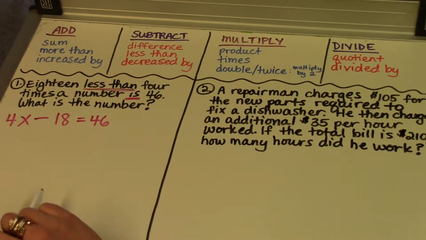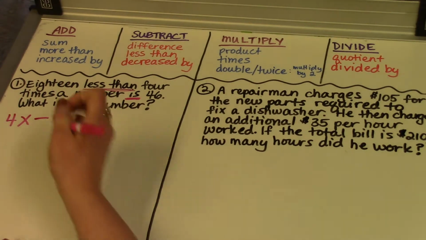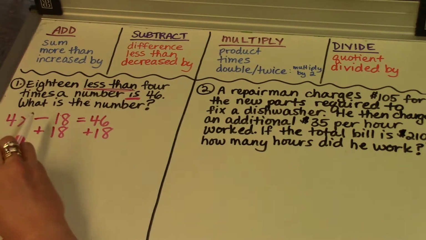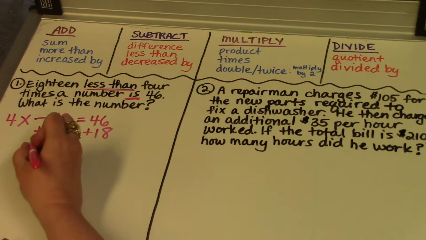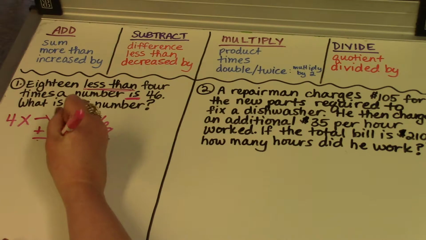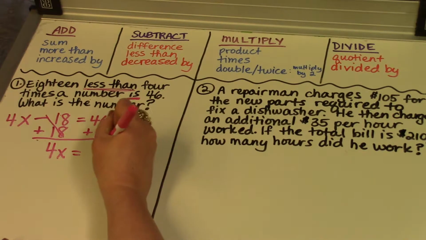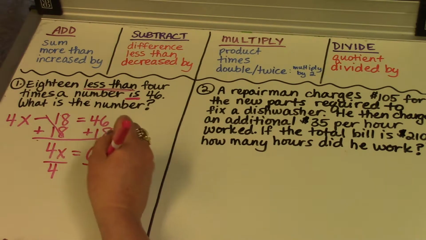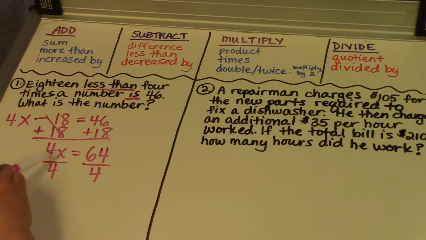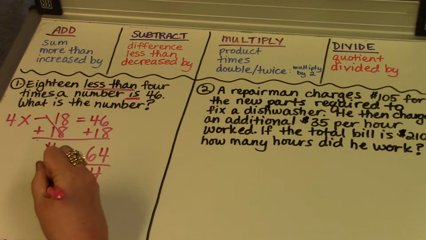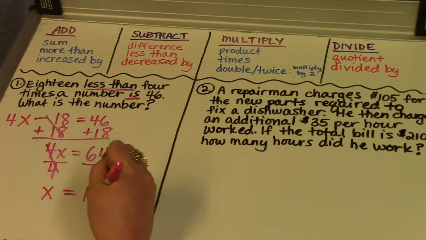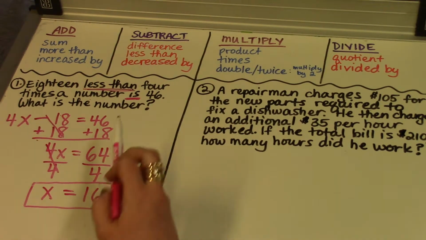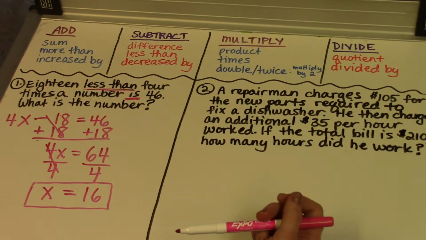And now this is just a basic Algebra 1 equation that we can solve. You want to use your opposite operations, so I need to move the constant term over first. I add 18. And then if I divide both sides by 4 to get x alone, which is the opposite of multiplying by 4, so I'm still using opposite operations, I get x equals 16 as my final answer. So the number that was missing is 16 from that sentence.